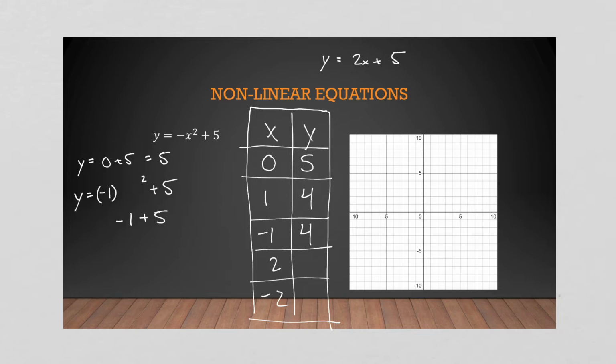Same thing's going to happen if we change our x value now from 1 to 2. Well, what's 2 squared? 2 squared is 4, but then times -1 is -4, and we'll get 1. But then we're going to see the same thing occur if this is -2, because -2 squared is 4 times -1. So again, we get the same value. So what does this look like then on my graph? It means I have a point here at 0, 5. It means I have a point at 1, 4 and -1, 4. And it means I have a point at 2, 1 and -2, 1.